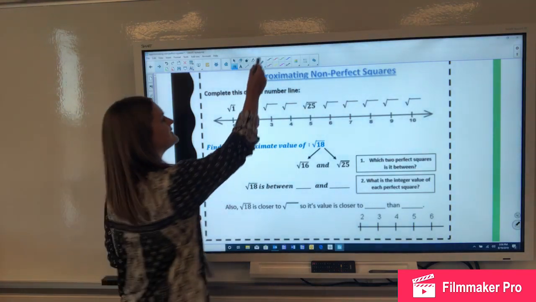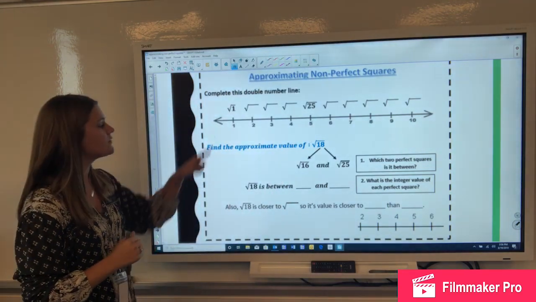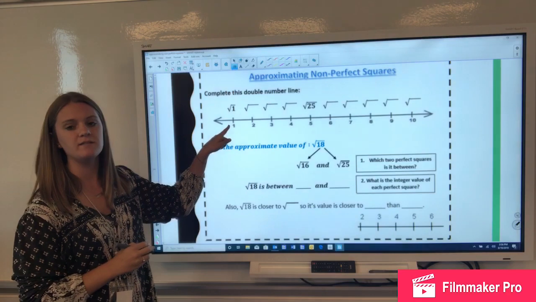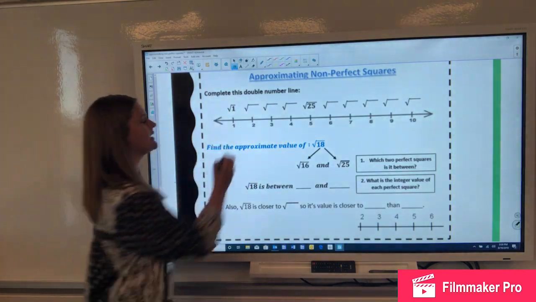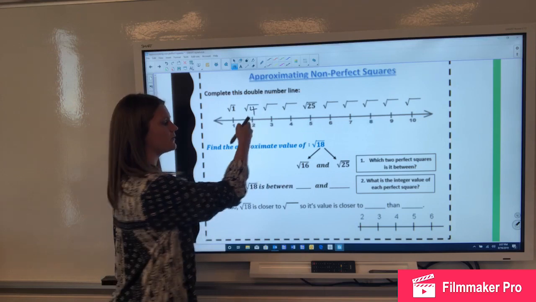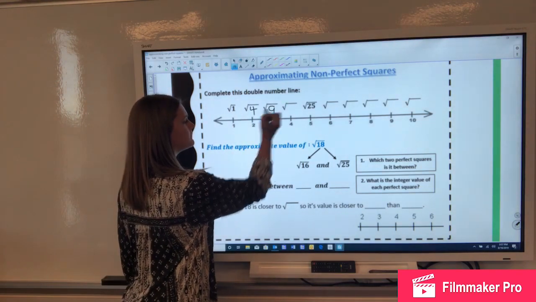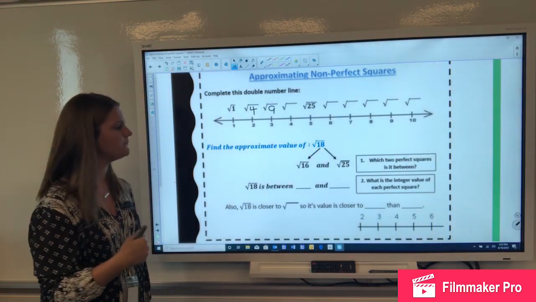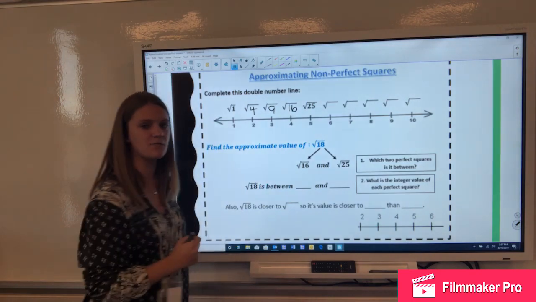All right, let's see if you answered them correctly or filled out your number line correctly. So the square root of 1 would be on 1 because 1 times 1 gives me 1. All right, if I square 2, I get 4. So the square root of 4 is 2. If I square 3, I get 9. The square root of 9 is 3. 4 squared is 16, so the square root of 16 is 4.